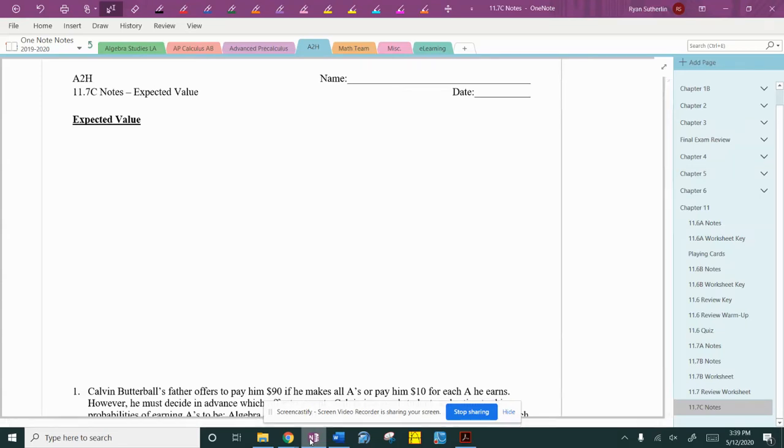Hello, everyone. Mr. Sutherland here, and today what we're going to do is wrap up our little unit on probability with an interesting topic on something called expected value.